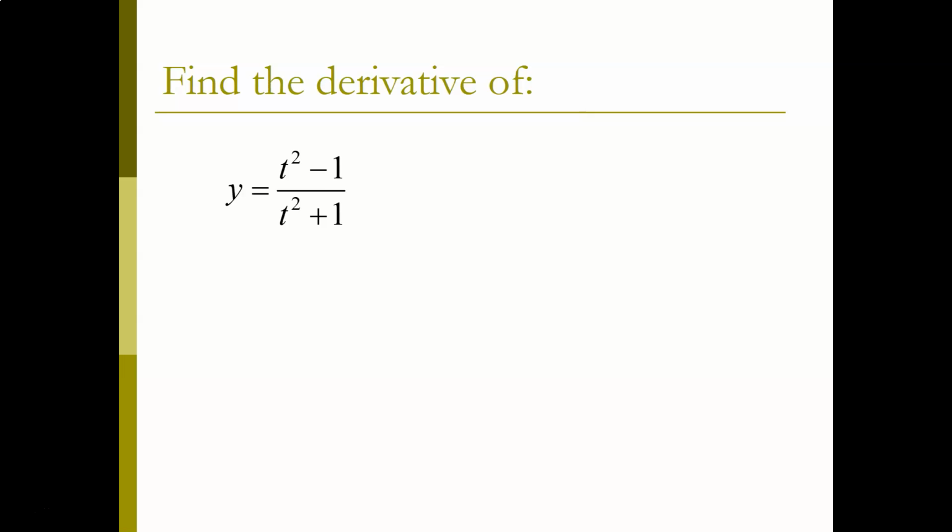But just in case, let's go over one more example where we show you how to simplify. So here we have the derivative of this another quotient, which is t squared minus 1 divided by t squared plus 1. In this case, our f function would be t squared minus 1. The g function would be t squared plus 1.